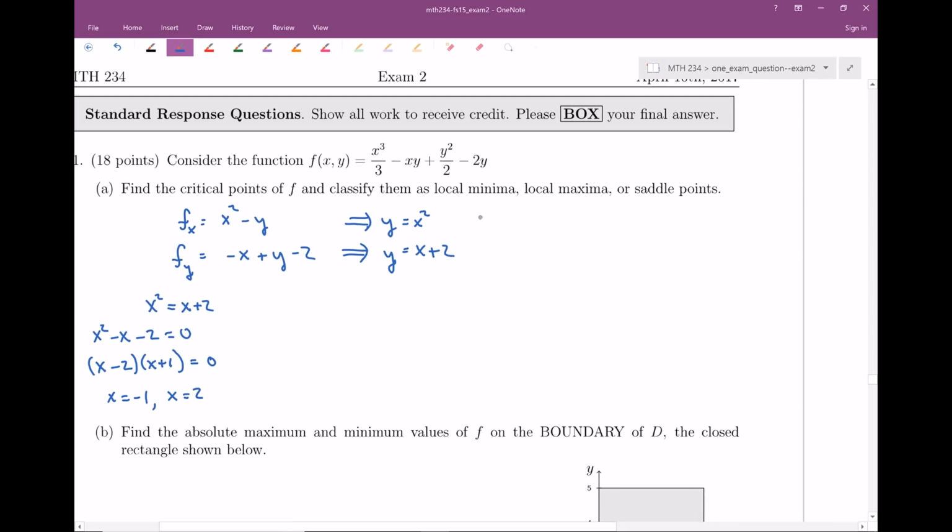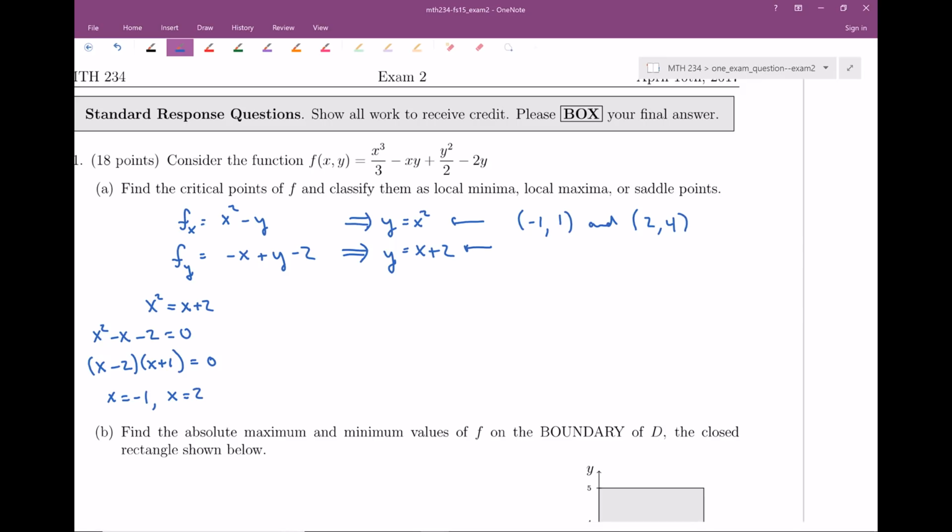Well, I can go ahead and plug them into either one of these. So for instance, I plug them into the first one. And so if I plug in negative 1 into the first one, this would give me negative 1 comma, and negative 1 squared would be 1. And if I was to plug in 2, right, 2 squared is going to be 4. And you can double check. If I was to plug these in down here, you would get the same result. So there are our critical points. Now we have to actually classify these things.